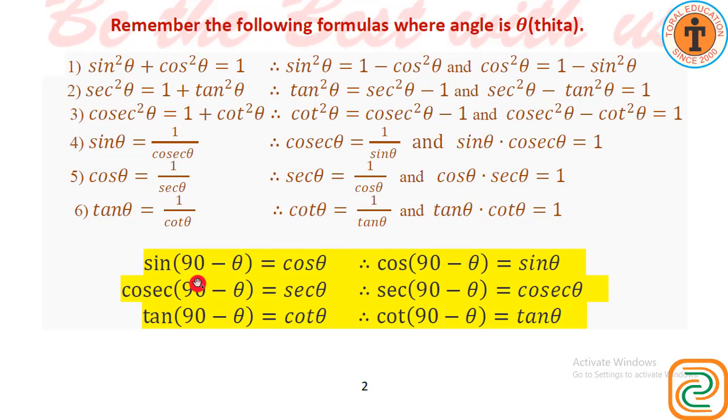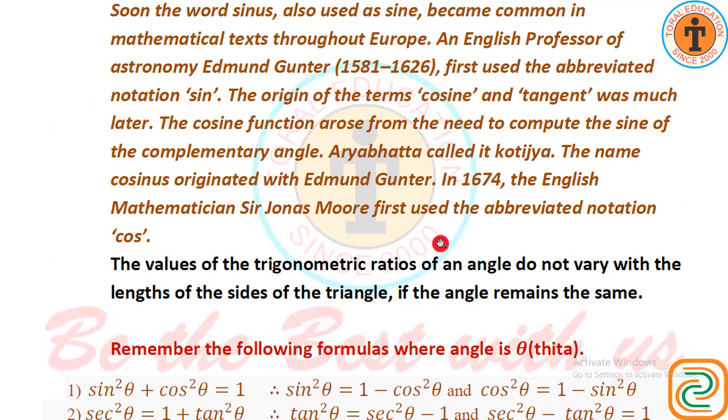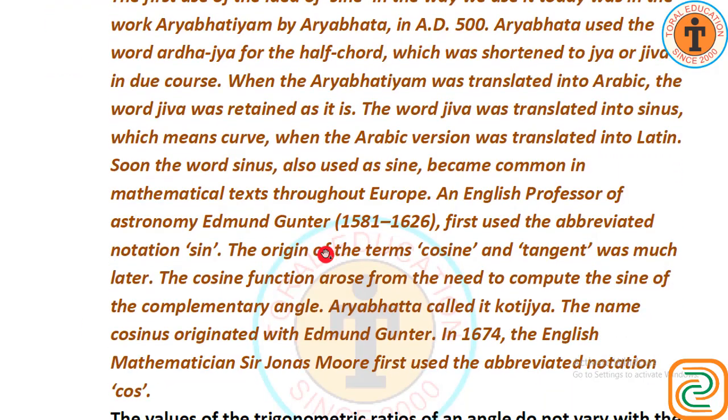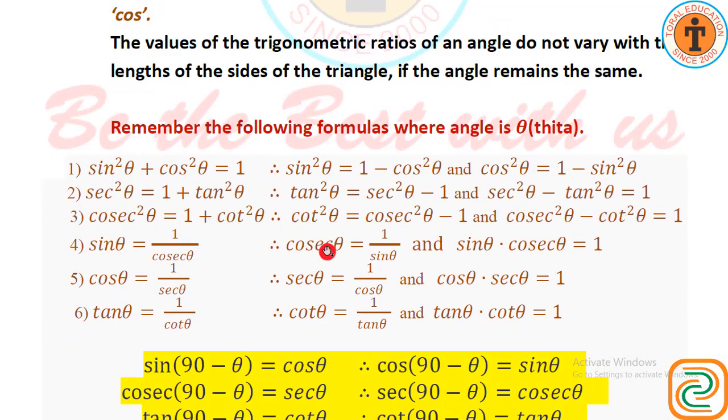Sin 90 minus theta equals cos theta. That is, cos 90 minus theta equals sin theta. Both are opposite. Cosec 90 minus theta equals sec theta, and sec 90 minus theta equals cosec theta. Similarly, tan 90 minus theta equals cot theta, and cot 90 minus theta equals tan theta. We have to remember these 6 formulas in the beginning, and then we can do sums.